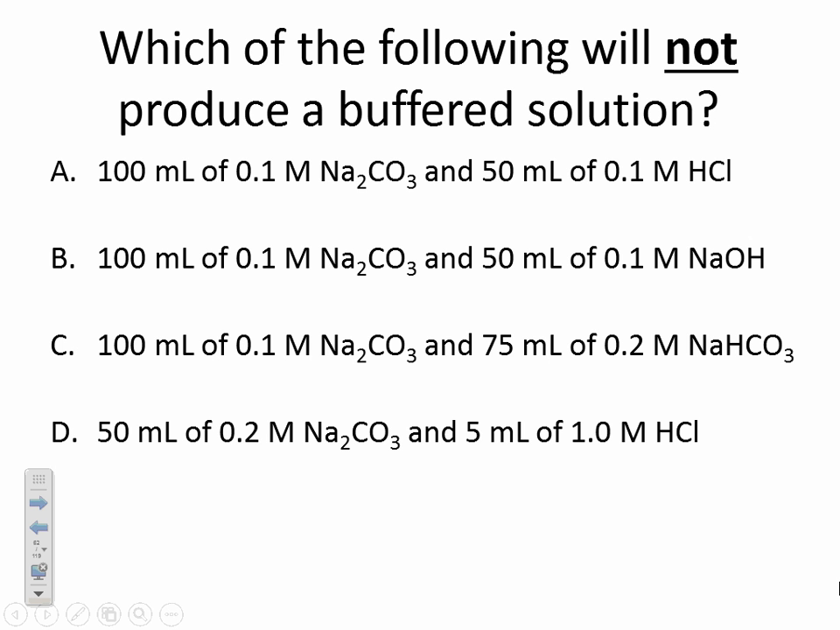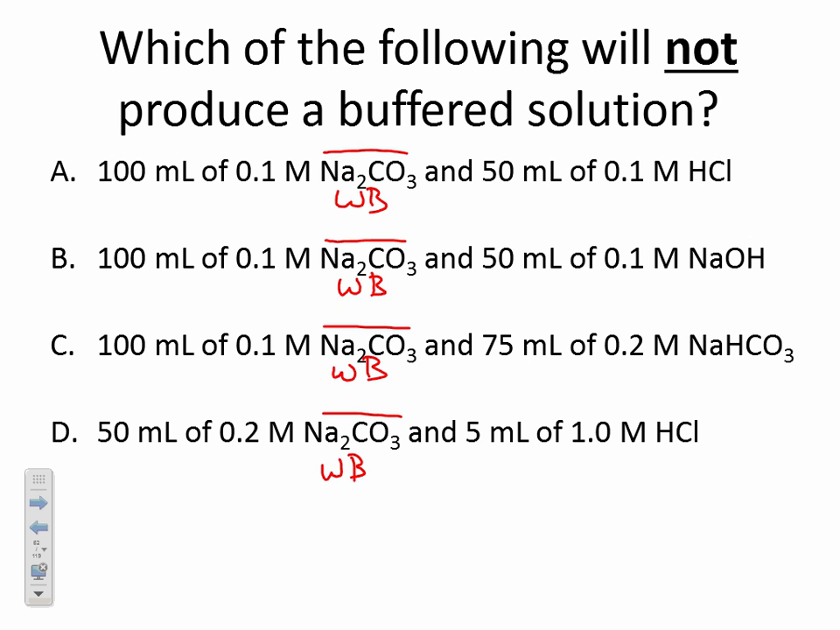Which of the following will not produce a buffered solution? In order for something to be a buffer, we want the weak acid and the conjugate base pair. And just looking at this, notice we have sodium carbonate in all of them. Now, sodium carbonate is a weak base. So in all of these, we have a weak base. So essentially, if we want to make a buffer, then we also want to have its conjugate acid. It's the carbonate ion that's the weak base in sodium carbonate, so we want to get that bicarbonate ion. And if we have both of them together, then we know we have a buffer system.